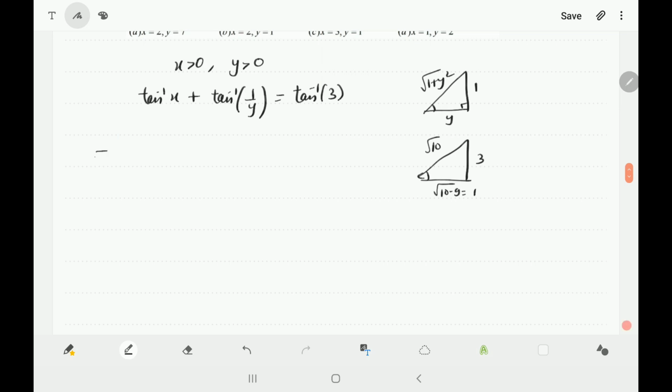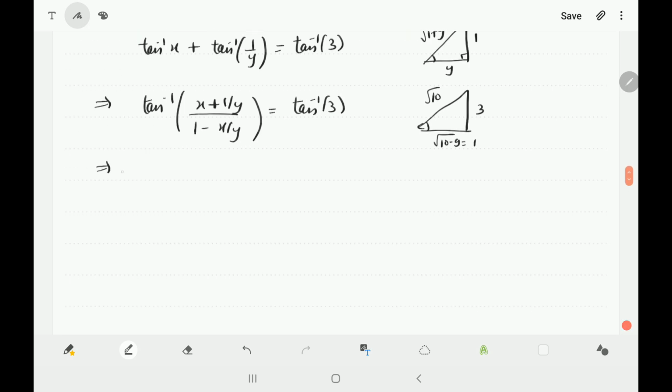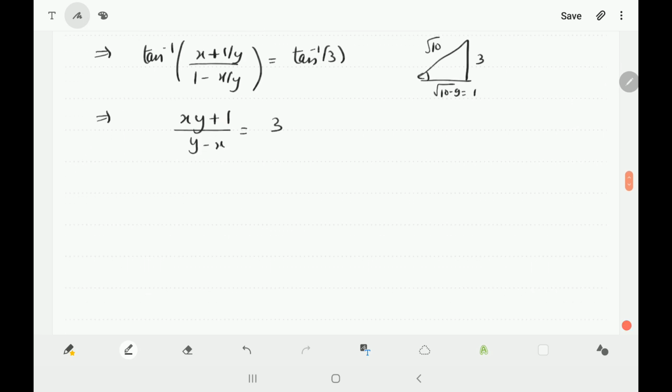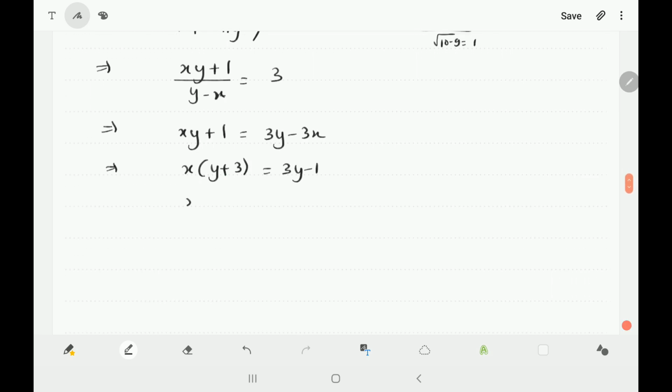Okay, so now let's simplify this term. So we will get tan inverse of (x plus 1 by y) upon (1 minus x by y), and this will be equal to tan inverse of 3. So now we have the relation (xy plus 1) upon (y minus x) is equal to 3 by cancelling tan inverse from both the sides. So we have xy plus 1 is equal to 3y minus 3x. Okay, so let's take x on the left hand side. So we got x times (y plus 3) is equal to 3y minus 1. So x will give us (3y minus 1) upon (y plus 3).